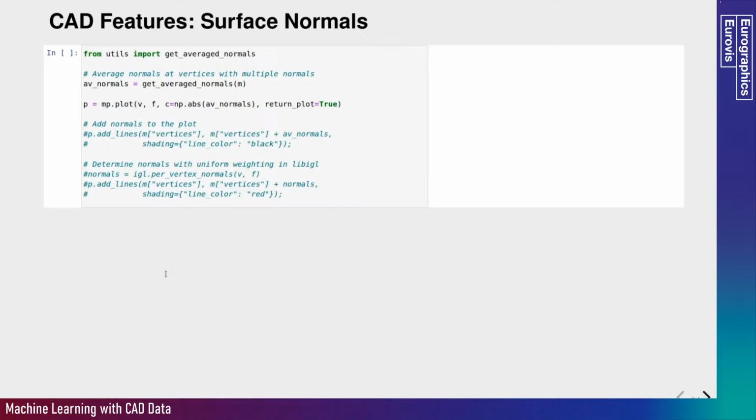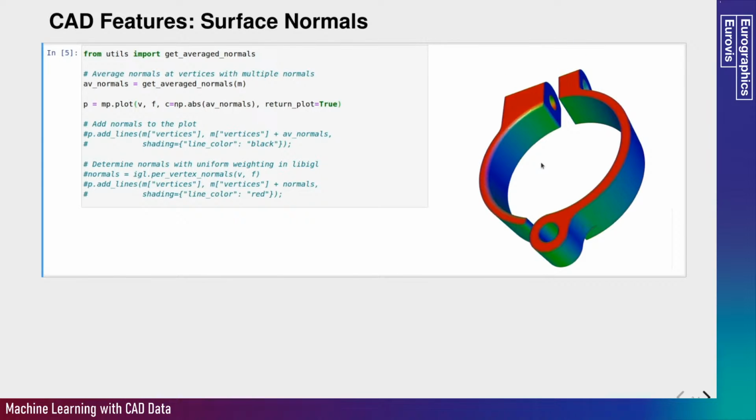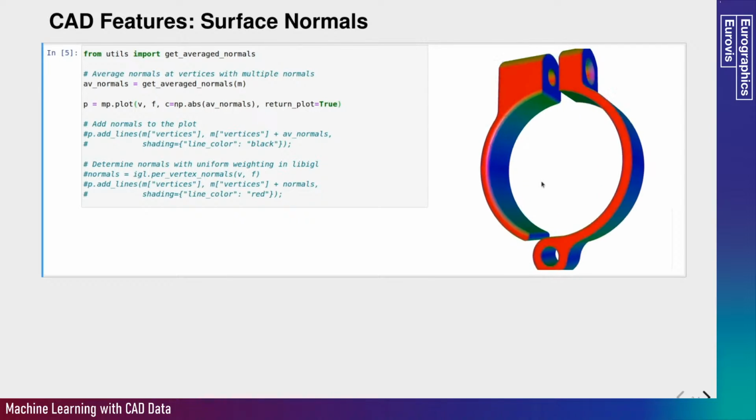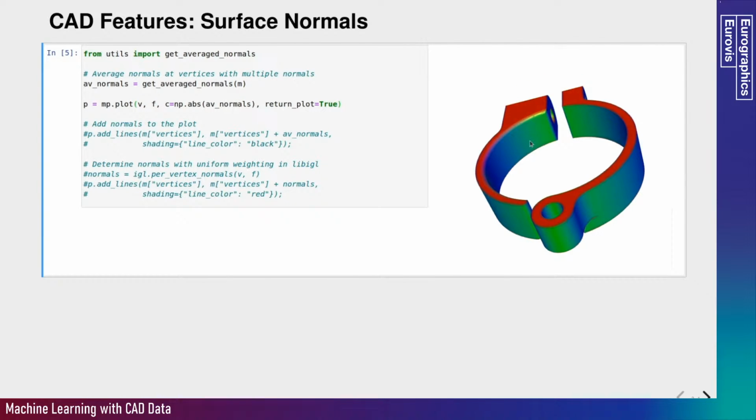So the first feature of the ABC dataset that I want to present is surface normals. We will also use this as one feature for training a machine learning model later. Let's first execute the code and then go through it line by line. So these are the surface normals for the model that I just loaded here in color coding. So this is the model with roughly 20,000 vertices and 40,000 faces.